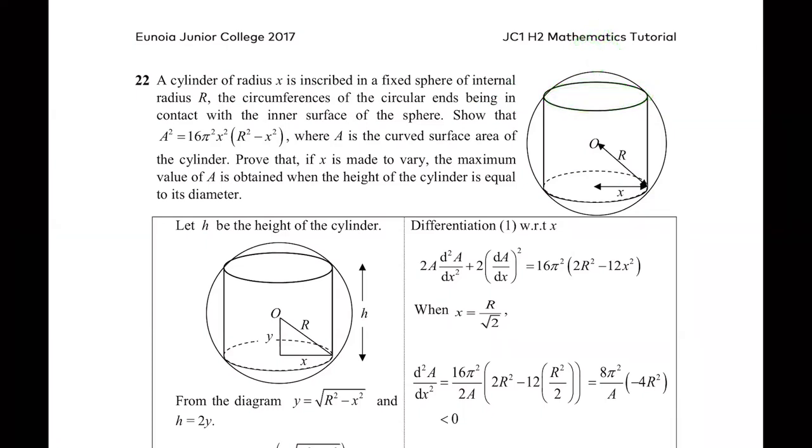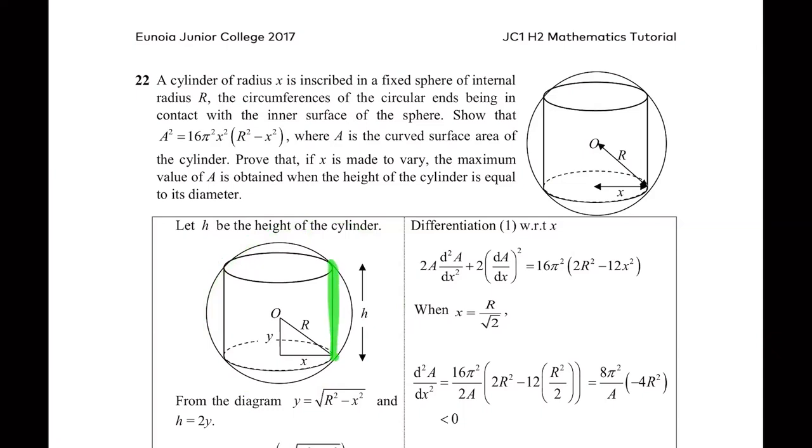Okay. So prove that if x is made to vary, so x is a variable, the maximum value of A is obtained when the height of the cylinder is equal to its diameter. So where is the height? Okay, let's look at this diagram. Let h be the height of the cylinder. So height is over here.